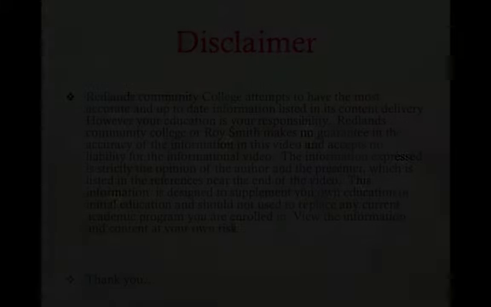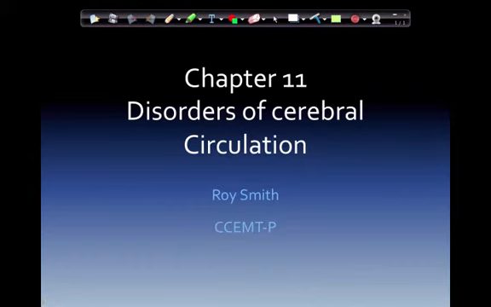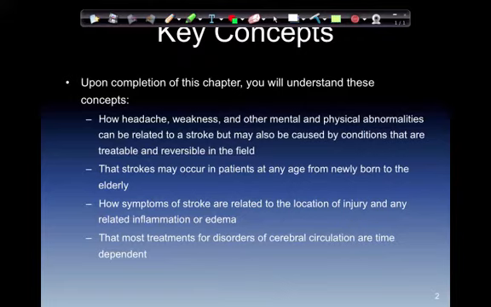Thank you. This is going to be Chapter 11, Disorders of Cerebral Circulation. Key concepts. Upon completion of this chapter, you'll understand how headache, weakness, and other mental and physical abnormalities can be related to a stroke, but may also be caused by conditions that are treatable and reversible in the field, things like hypoglycemia, hypotension. That strokes may occur in patients of any age, from the newly born to the elderly. How symptoms of strokes are related to the location of injury and any related inflammation or edema that might occur. And that most treatments for disorders of cerebral circulation are time-dependent.